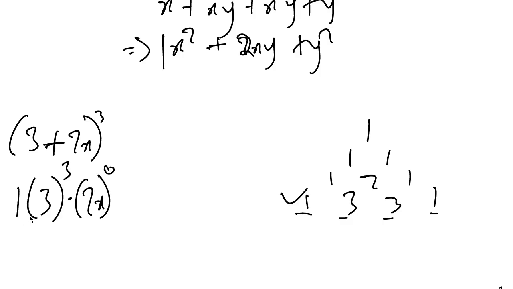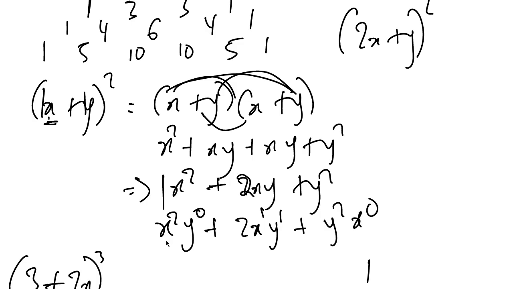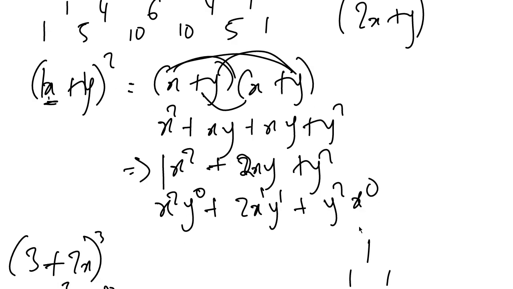Multiplying 1 by 3 to the power 3, because generally in an expansion, you have (x + y)^2, and it gave us x squared plus 2xy plus y squared. If you notice this carefully, you see that the power of x is gradually decreasing while the power of y is increasing. I can write it as x squared y^0 plus 2 x^1 y^1 plus y^2 x^0. So you can see that the power of x is decreasing, starting from the highest power.